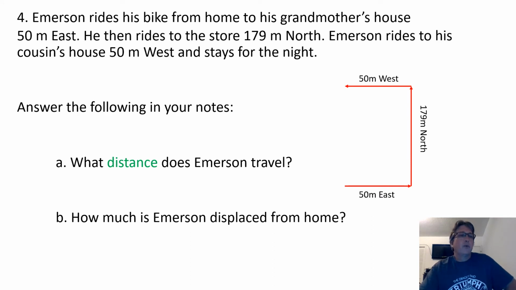We also want to practice with one more question. This one has Emerson riding his bike from home to his grandmother's house 50 meters to the east. Then he rides to the store 179 meters north. And finally, he rides to his cousin's house 50 meters to the west. So east, north, back to the west. So in your notes, answer both questions. What distance does Emerson travel? And how much is Emerson displaced from home? Figure out both of those and write them, or type them, I should say, in your notes.